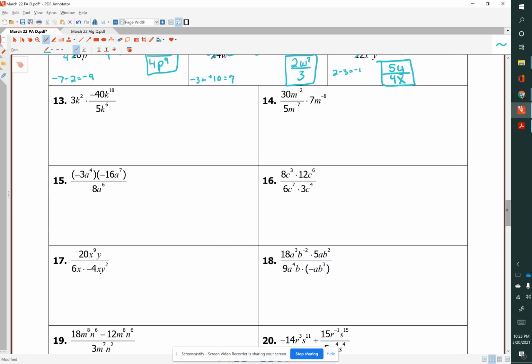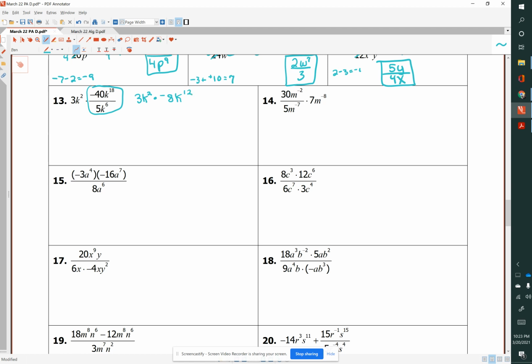So let's move on to number 13. So now they're getting a little more complicated. We're involving other operations as well. So for number 13, I want to start with the right side and evaluate that first. So I'm just going to copy the left side, 3k to the second power times. So negative 40 divided by 5 is negative 8. And then k to the 18 divided by k to the 6 is k to the 18 minus 6, which is 12.